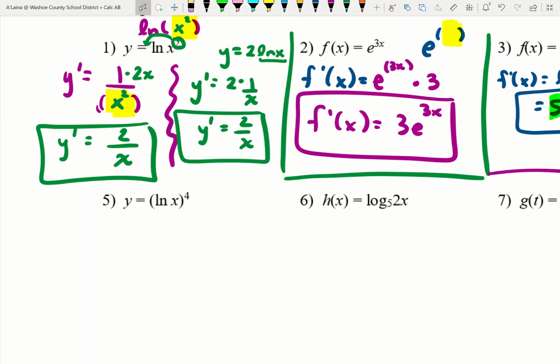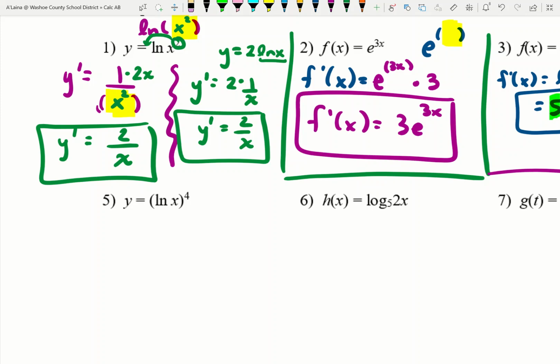You cannot use a property of log to try to move this out front. That is a big no. Don't do that. Okay? You cannot do that. This is not the 4th power of the argument. This is raising the entire expression to the 4th power.